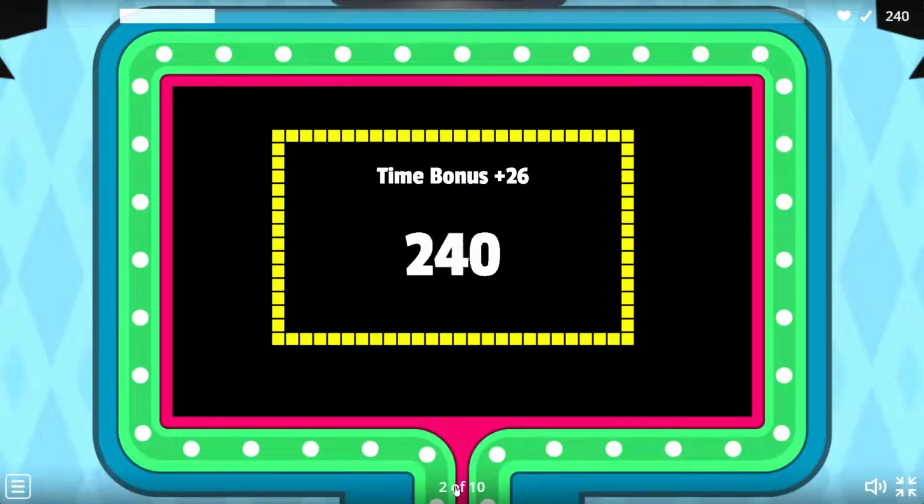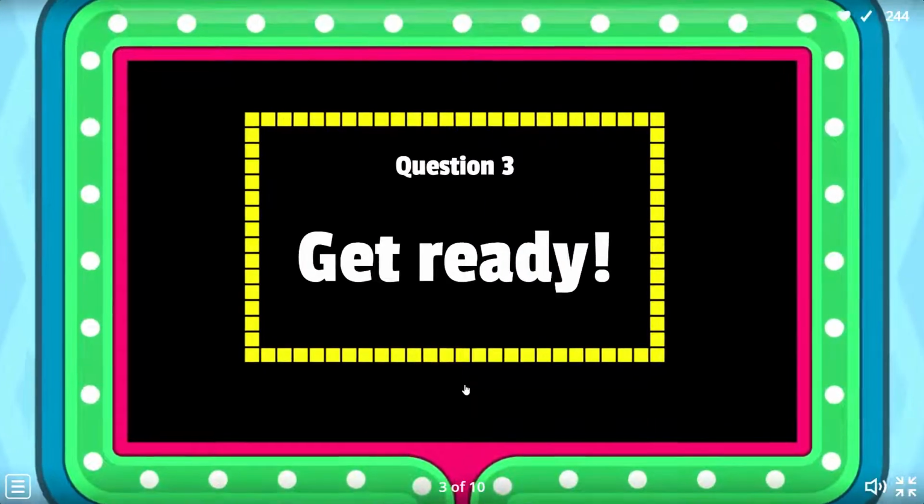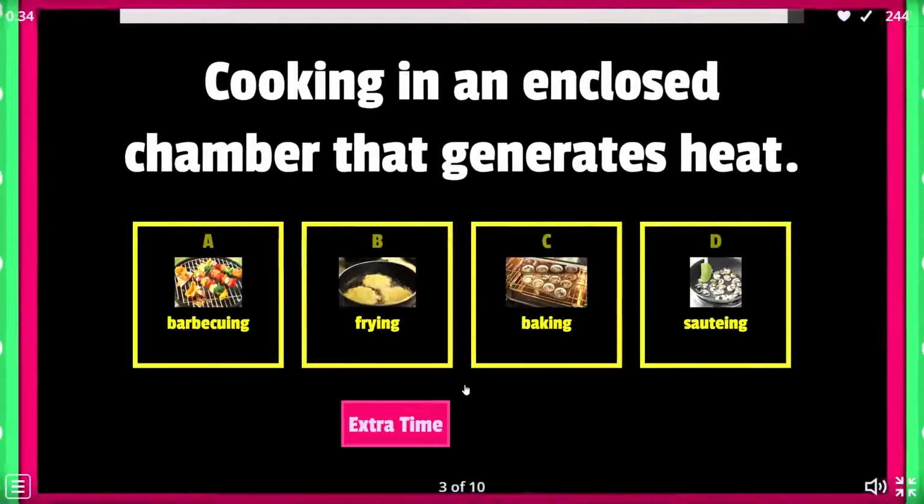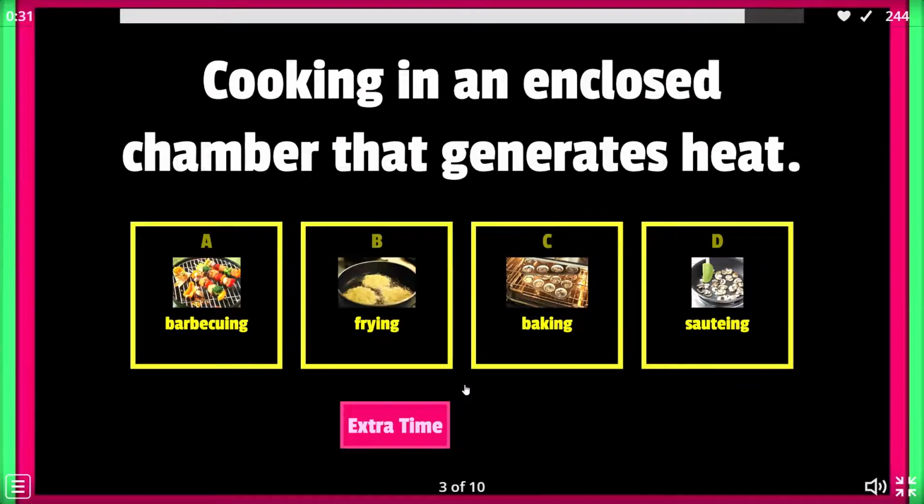Next question. Cooking in an enclosed chamber that generates heat. Is it A, barbecuing, B, frying, C, baking, or D, sauteing? And the answer is baking.